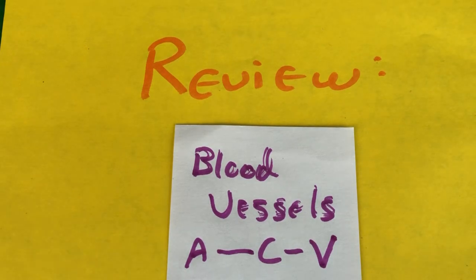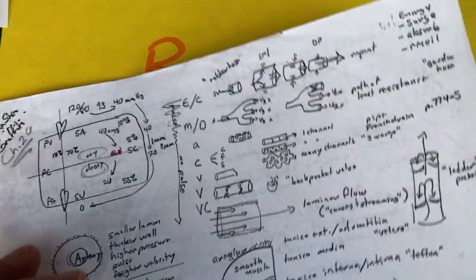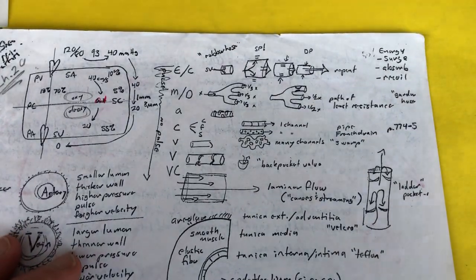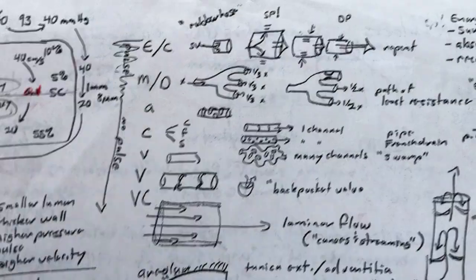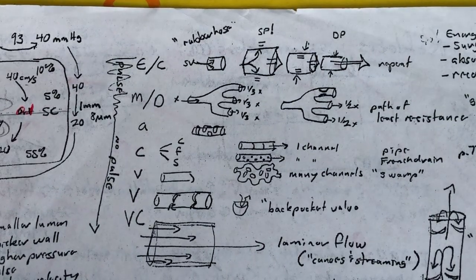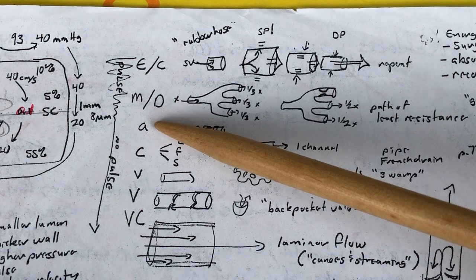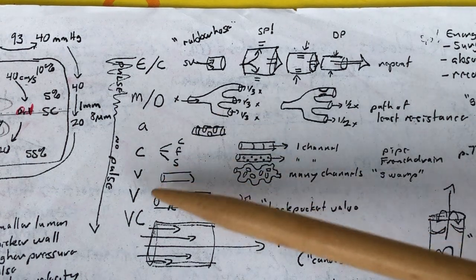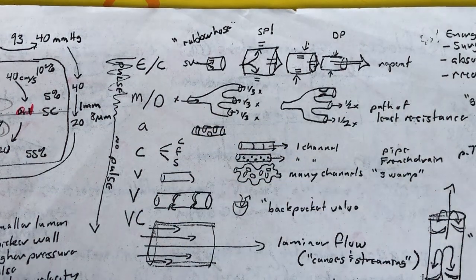Blood vessels, arteries, capillaries, and veins. General principles of. On the graffiti right here, we have an illustration trying to show a comparison between three different types of arteries, three different types of capillaries, and three designations of veins.